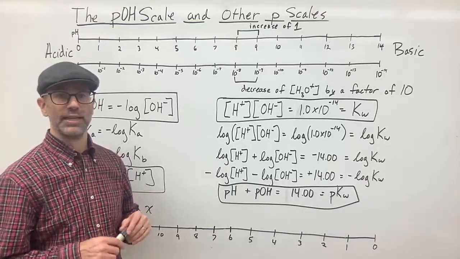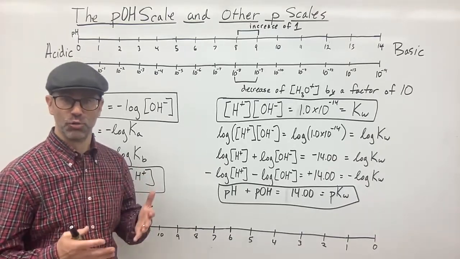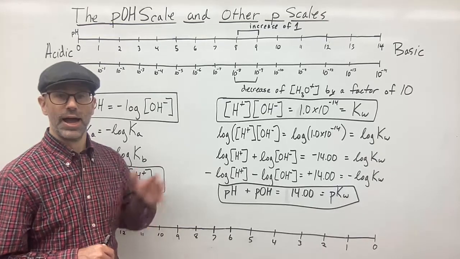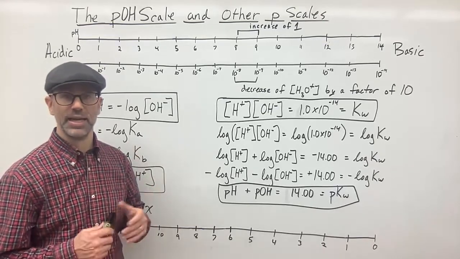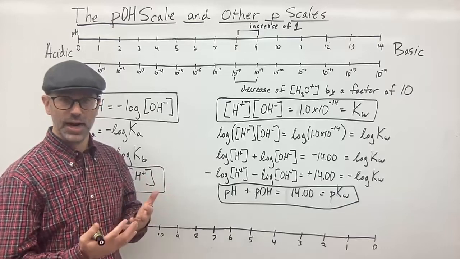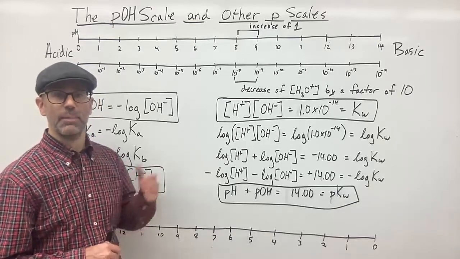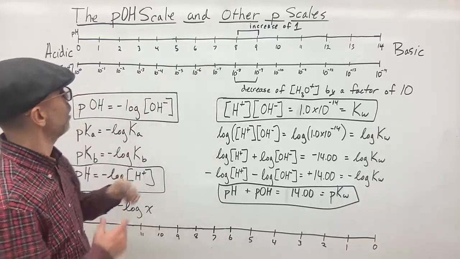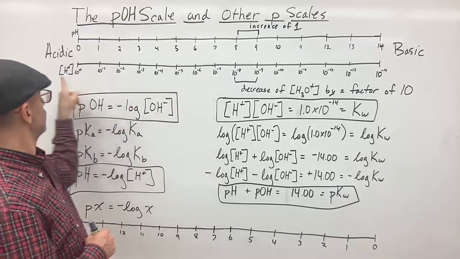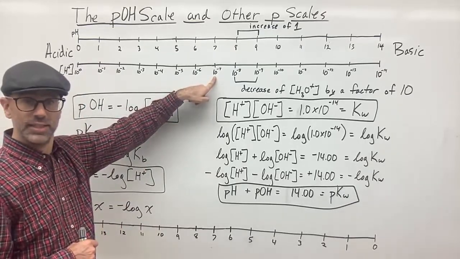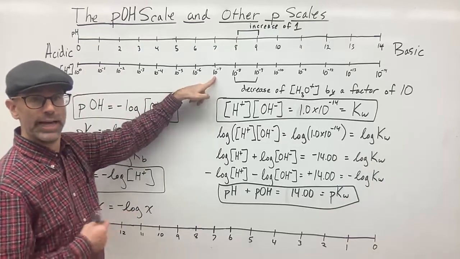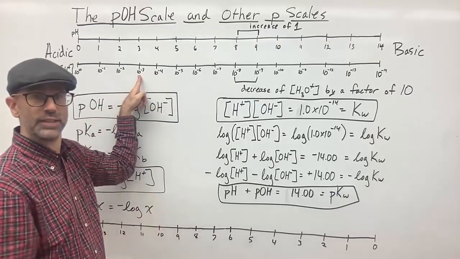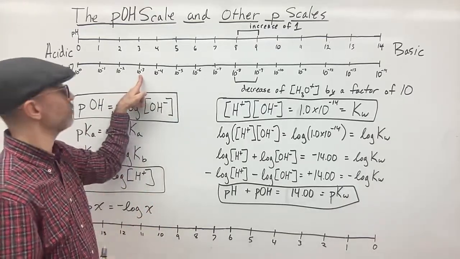So therefore, if you take the negative log of, say, for example, if you're in pure water and that's neutral, you're going to have 1.0 times 10 to the negative 7 H plus concentration. You plug that in and you get a pH of 7. So here you have the pH of 7, and that's going to be associated with an H plus concentration of 10 to the negative 7. What if your H plus concentration is 10 to the negative 3? You take the negative log of 10 to the negative 3 and you get a pH of 3.